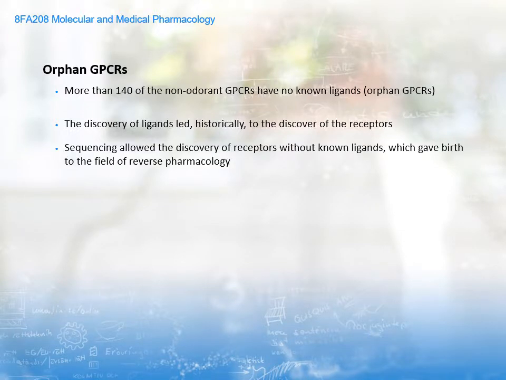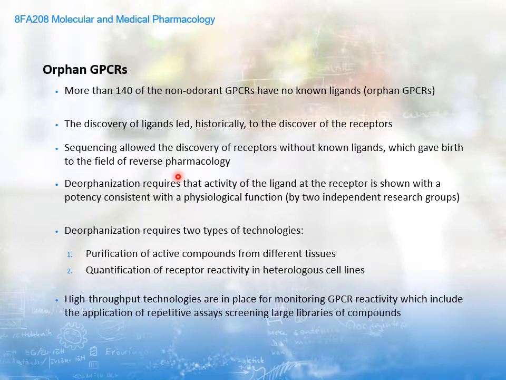This actually started the field of reverse pharmacology. So reverse pharmacology refers exactly to that. How do we discover a ligand considering that we know that a receptor is present? And in this case, essentially, we are dealing with a process of de-orphanization. What we want to know is what is the ligand to a known receptor. We want to de-orphanize this receptor. We want to actually identify its ligand.